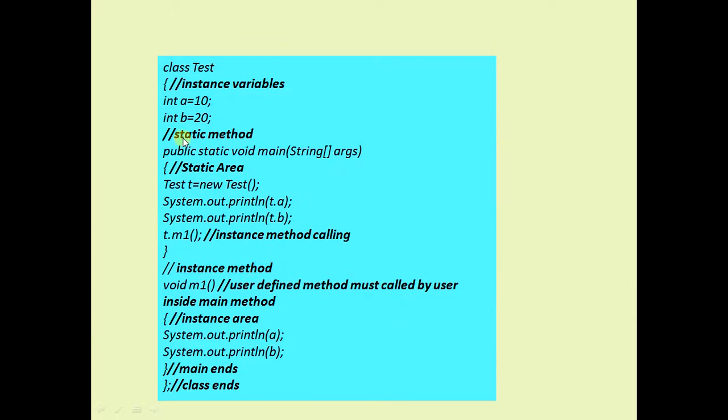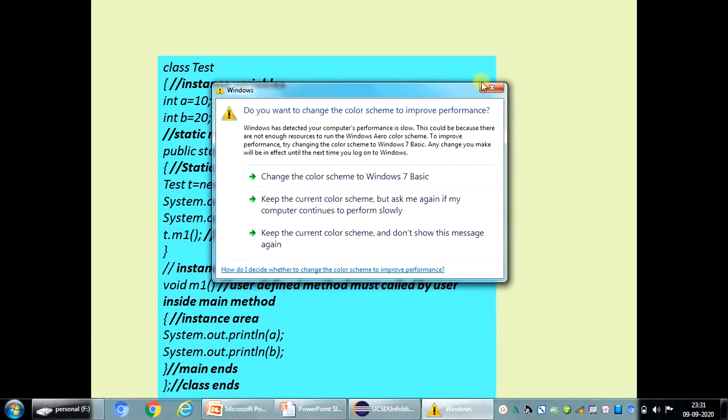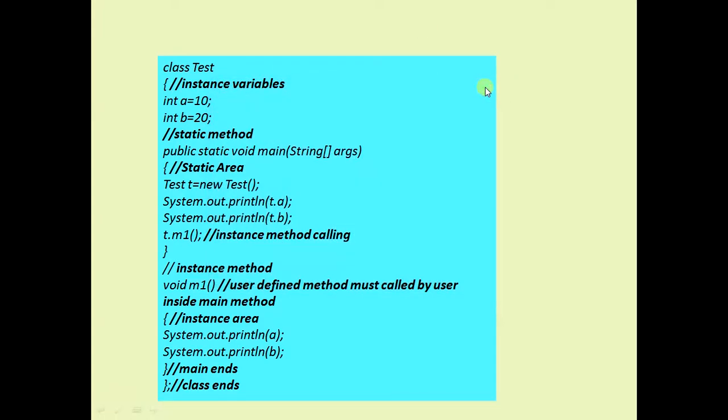Before going to the sample code, we have to discuss two areas in Java. One is the static area and another one is the instance area. In the instance area, we can directly access the variables, but in the static area, we have to access the variables by using object creation.